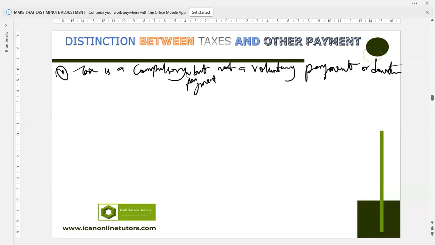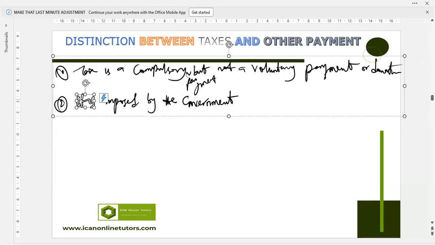Then, it is imposed by who? By the government. Do you not see the reason why I said those ones are not tax? Tax is imposed by the government. So those levies, those rates, who imposes them?